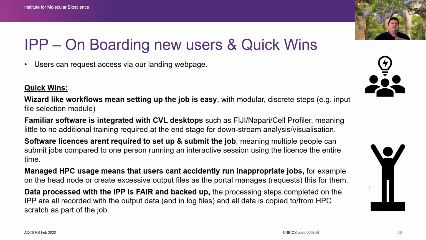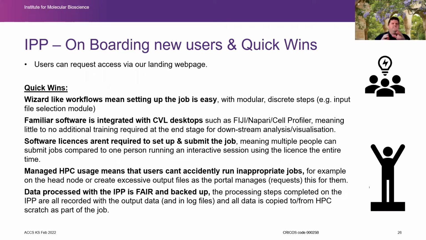And off the bat, we have some high-level quick wins. We have wizard-like workflows that are easy to set up and intuitive, that the users can really quickly use and get up to speed with. There's familiar software that's integrated at the end, so it's a CVL, so we don't just go, off you go and good luck. They can go off to CVL and use programs that they know. And the software licenses aren't required to set up jobs or submit them, so we have good utilization there.